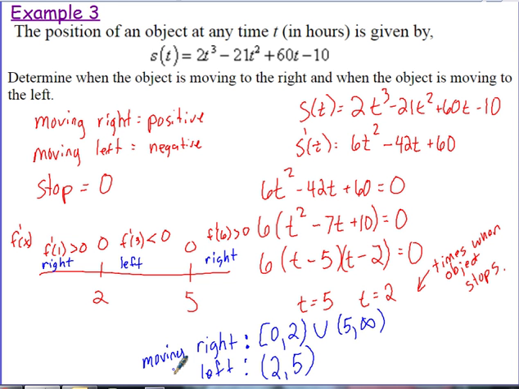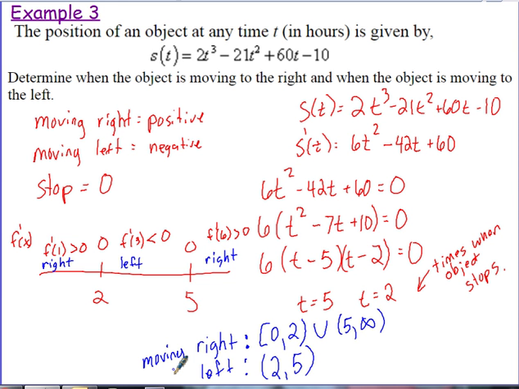So before I stop, I do want to recap. Does everybody understand what we did? We had an object, and they gave us a function for that object. The question was to determine whether it was moving right or left. To us, that meant the derivative, because the derivative explains the velocity of an object at a certain time. You wrote it down in your definition on the first day. If it's moving right, the derivative has to be positive. If it was moving left, the derivative had to be negative.